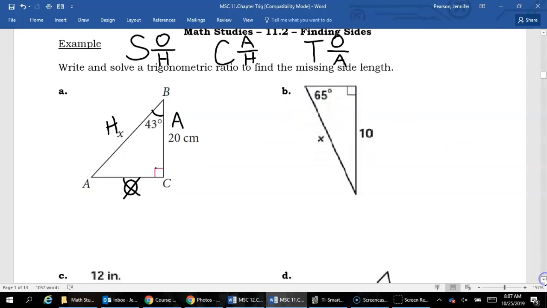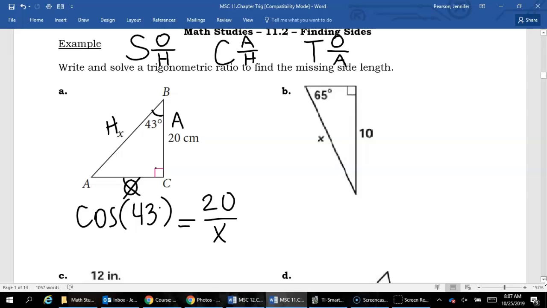So that will be a cosine. And then we write cosine of the angle. So this is going to be cosine of 43 degrees equals, and the fraction we write is the adjacent on top and the hypotenuse on bottom. So I'm going to put the 20 on the top of my fraction, and I'm going to put the hypotenuse, the x, on the bottom of the fraction. So now the goal is to solve for x.